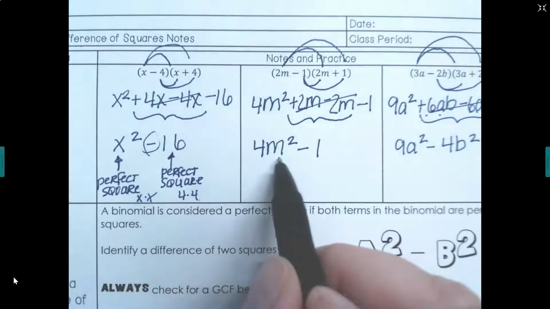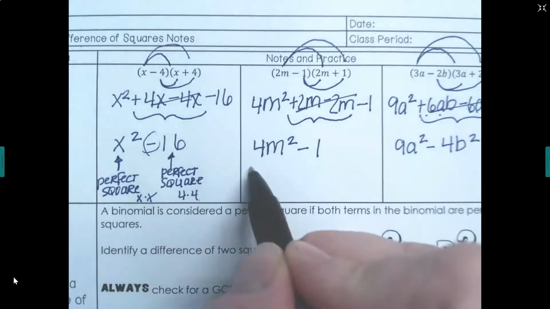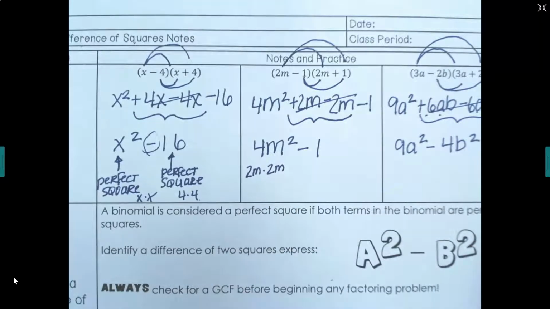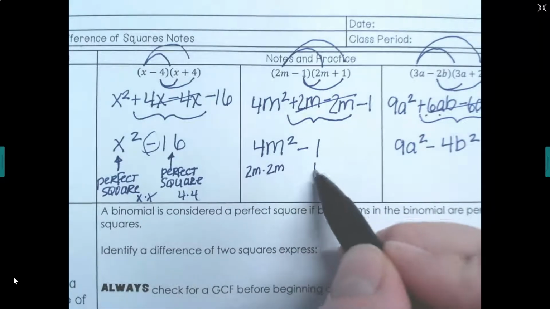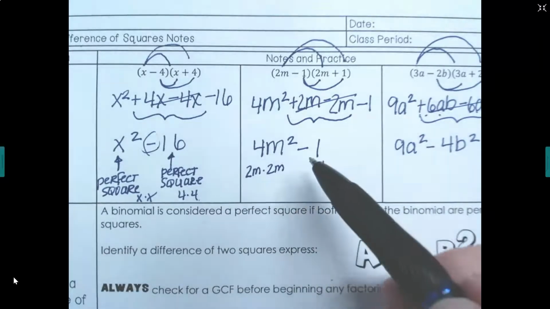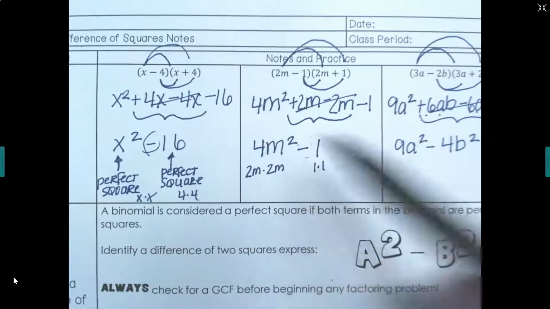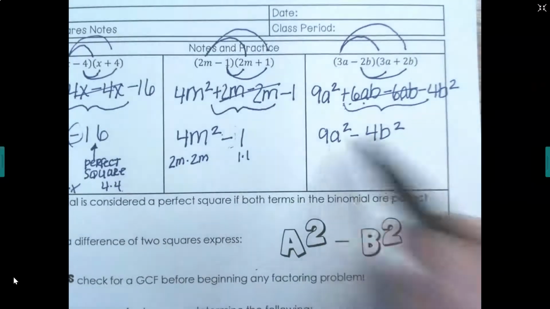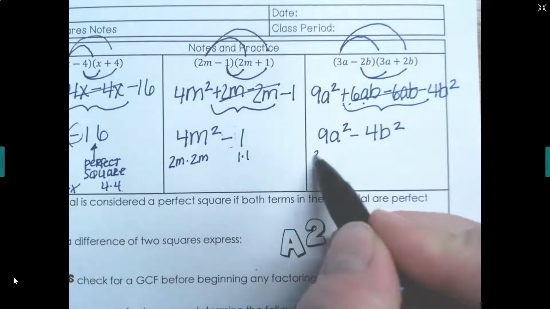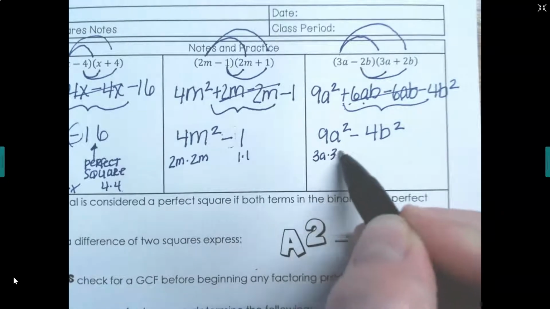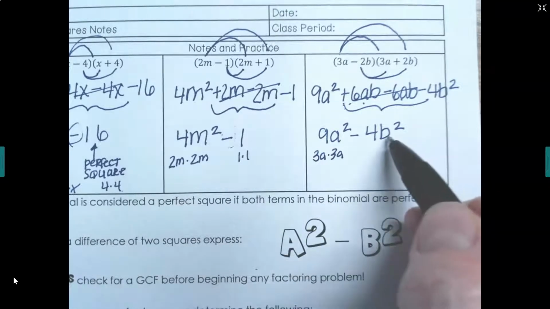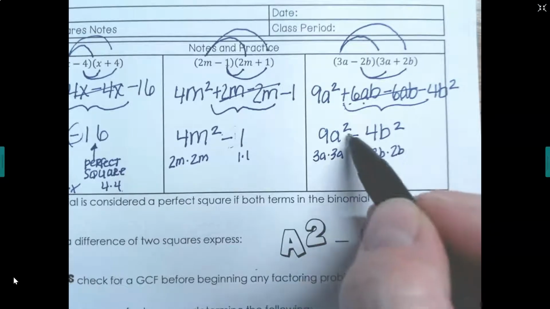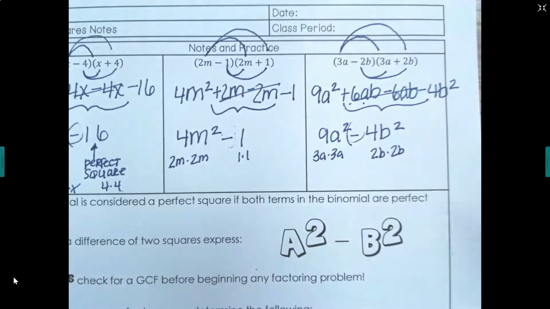Let's take a look. Is 4m squared a perfect square? It is. It's 2m times 2m, and 1 would be 1 times 1. Okay, and we have subtraction, a difference of perfect squares. And our last one, is 9a squared a perfect square? It is, 3a times 3a. 4b squared is 2b times 2b, and you're subtracting between them.